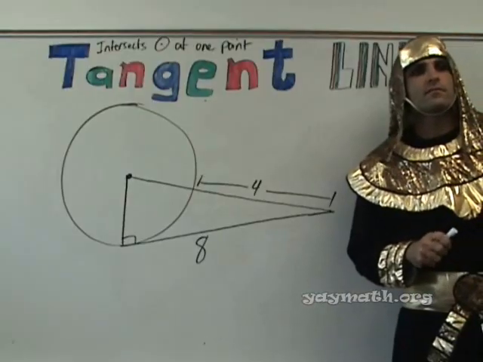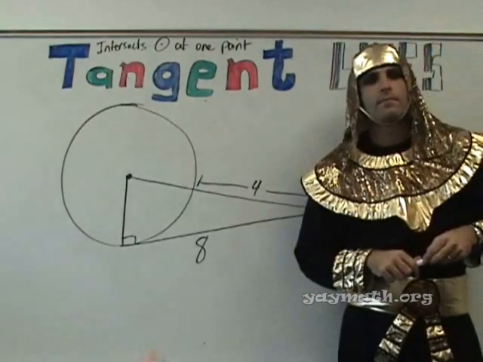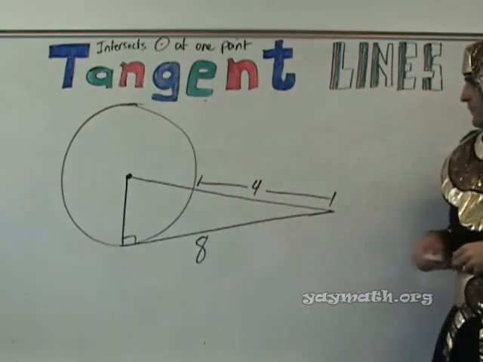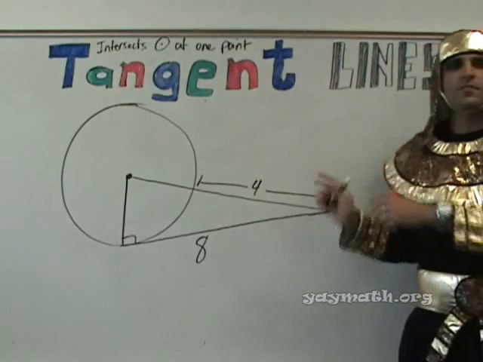Question: do you have to put the arrows on the end of the tangent line? Because it goes on forever. Oh, no, we don't have to. We assume that it will, but we're going to use the triangle for working.